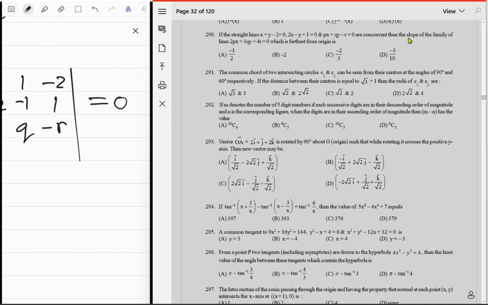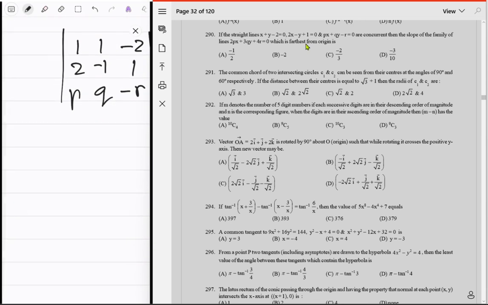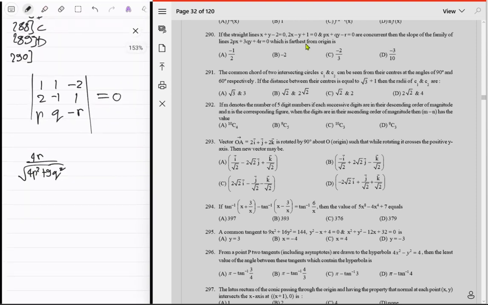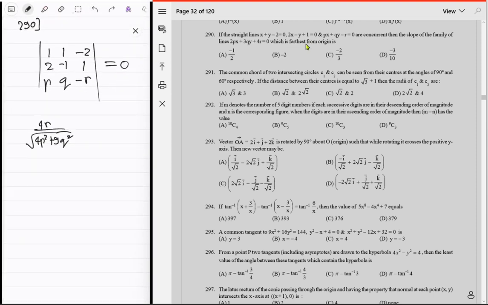Okay. And then the slope of the family of lines 2px plus... this is farthest from origin. Farthest from origin is like 4r upon square root of 4p squared plus 9q squared. There should be a maximum, and फिर उसका slope चाहिए, right? Let's just figure out some stuff from this thing. So what do you have?